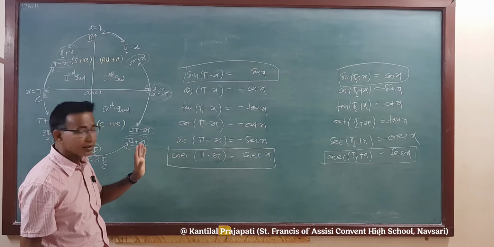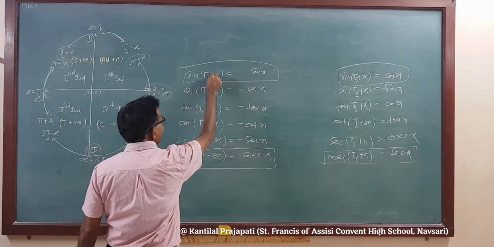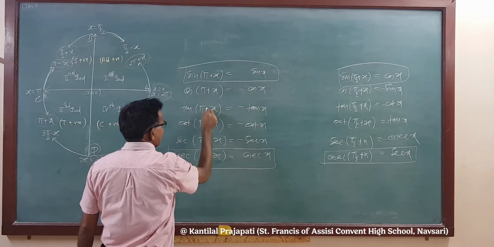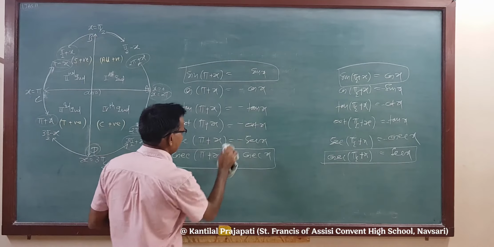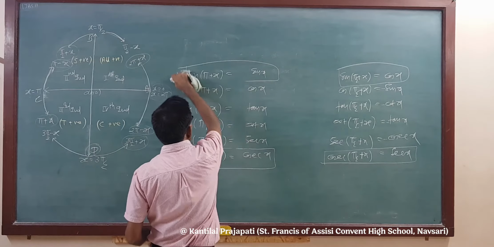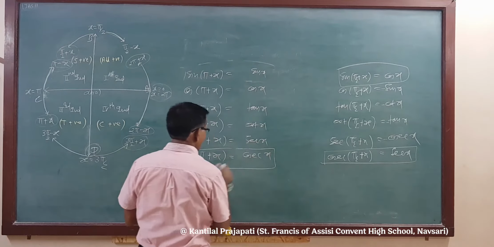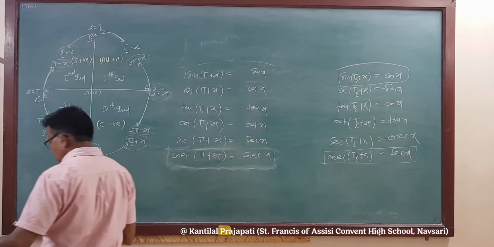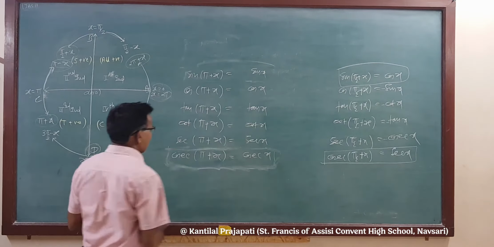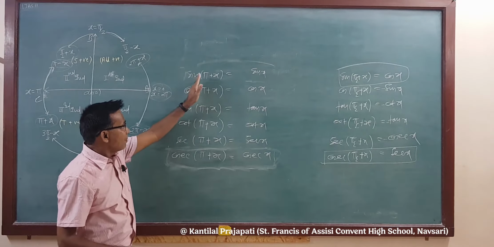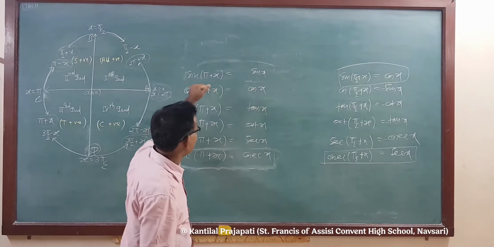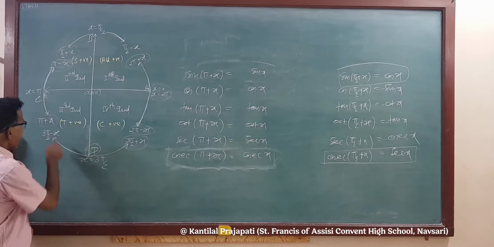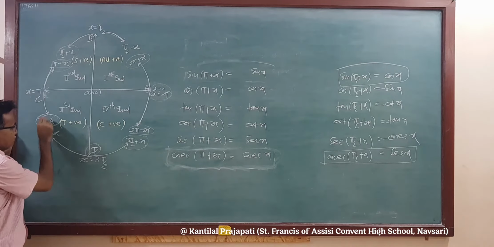Now for pi plus x, we put the plus sign. Right? For angle pi plus x, at pi the function remains the same. Now you have to check the angle pi plus x. In which quadrant does pi plus x lie? From the figure you get that pi plus x is in the third quadrant.